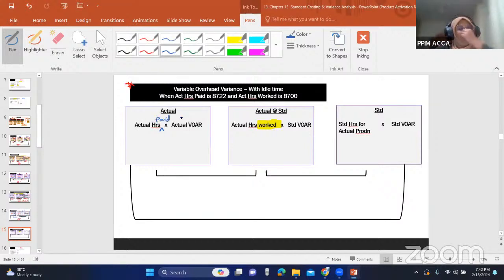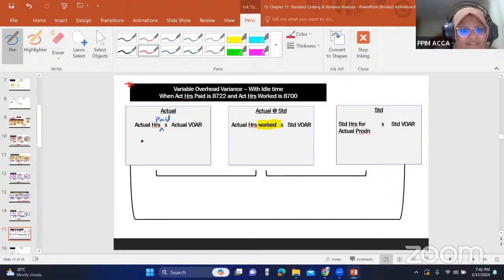So for variable overheads, this actual at standard box doesn't split or anything. It's just the same. Only thing is we will call the first one in the actual box, which earlier used to just be actual hours, actual hours paid. And the actual at standard box will be called actual hours worked. That's the only difference. Let's put the figures in.